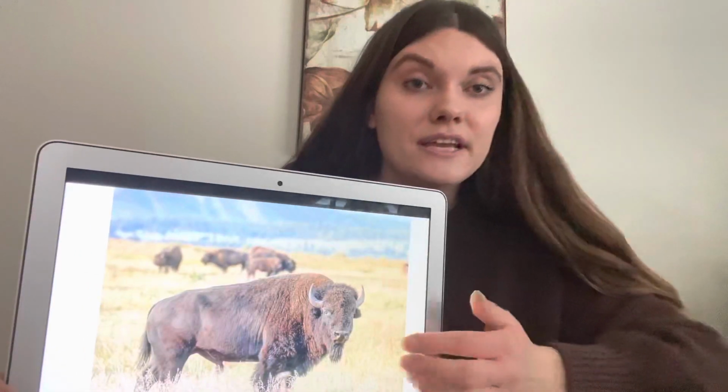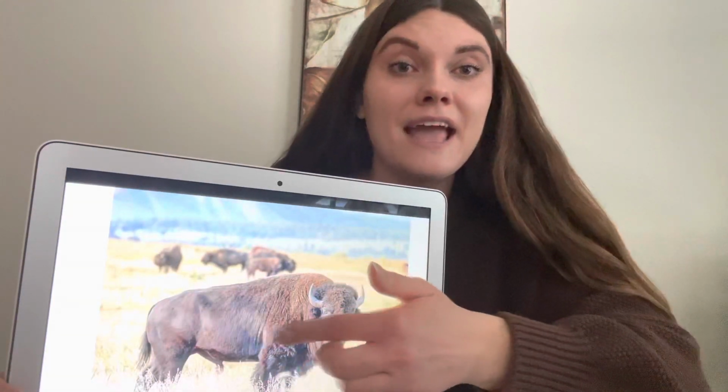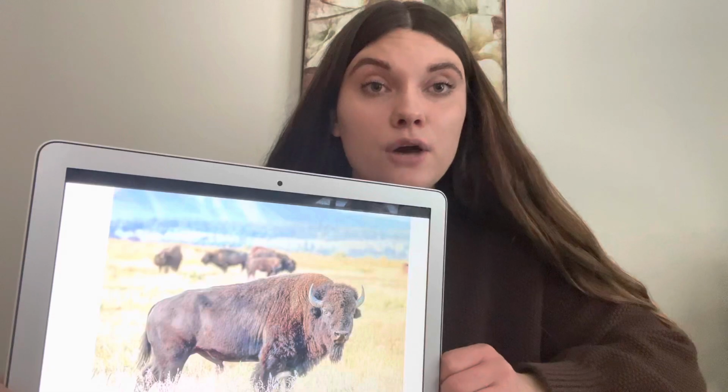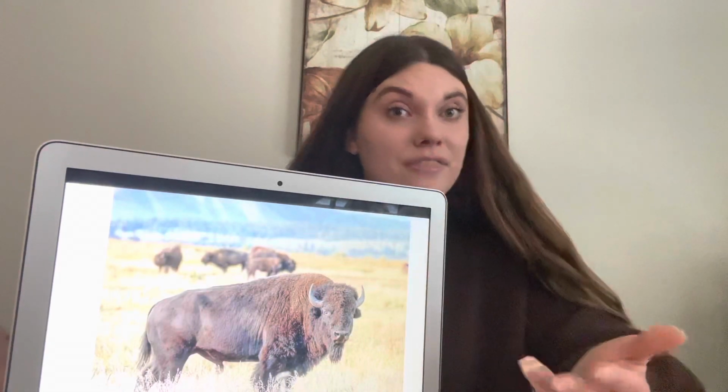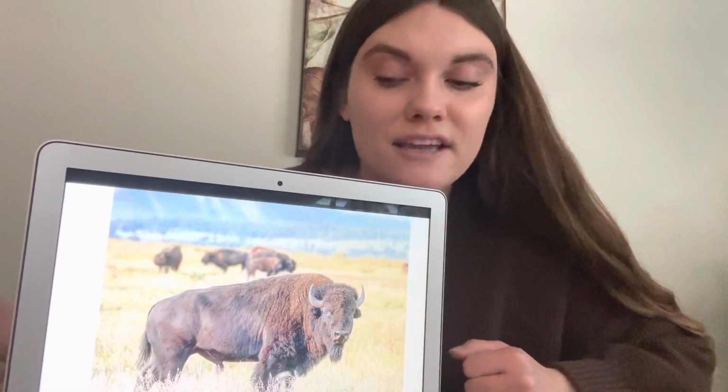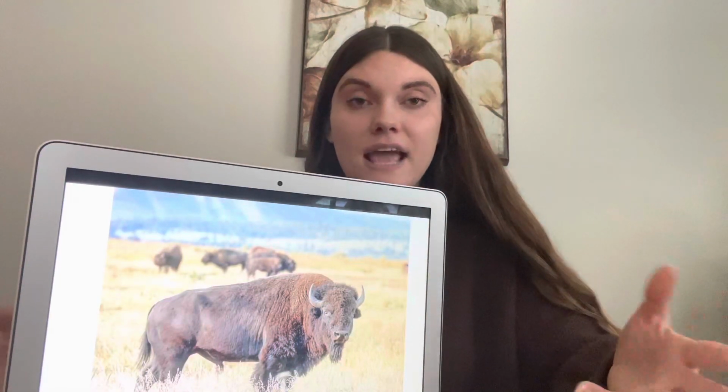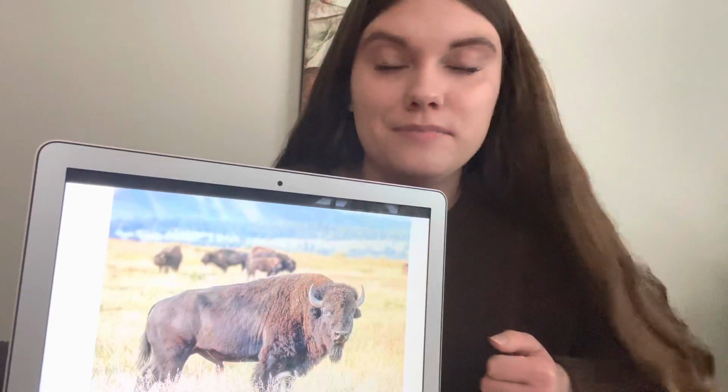So they actually would use the skin and the fur of the buffalo to make clothes and blankets and things like that. And again, we will get into that because in the story that we're going to read today, they talk about that as well.